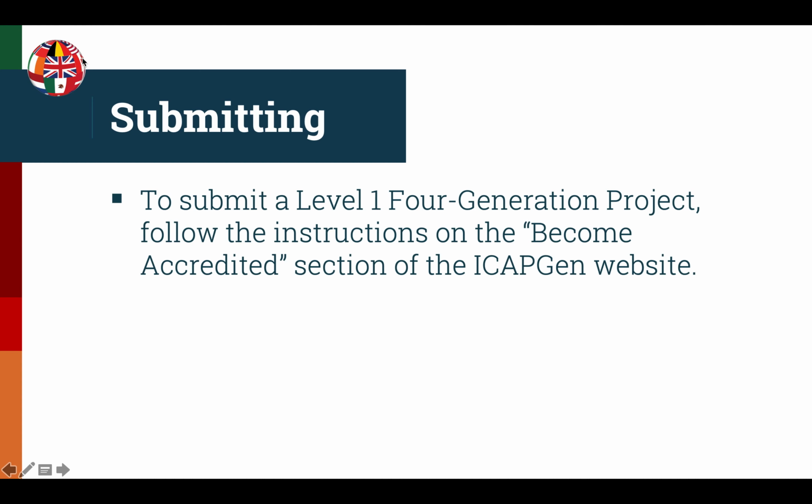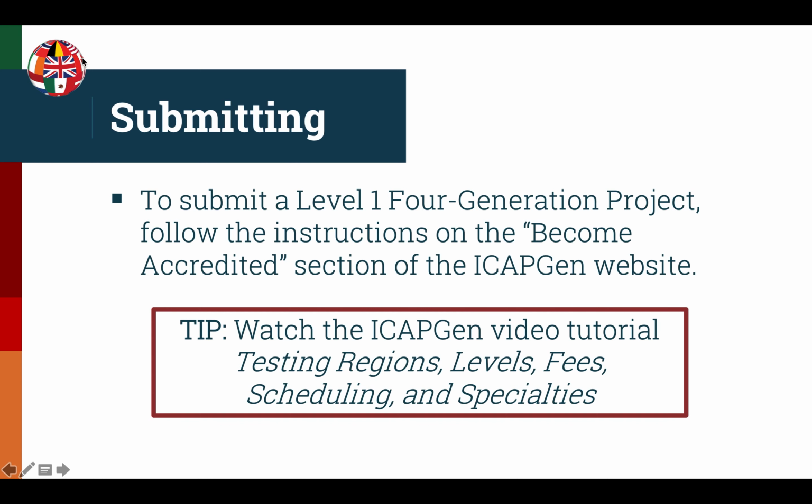To submit a Level 1 4th-generation project, follow the instructions on the Become Accredited section of the ICAPGen website. Also, watch the ICAPGen video tutorial, Testing Regions, Levels, Fees, Scheduling, and Specialties for more information about the application process.